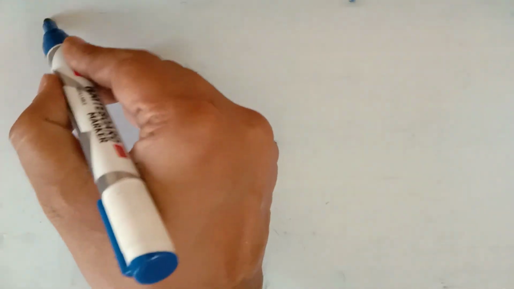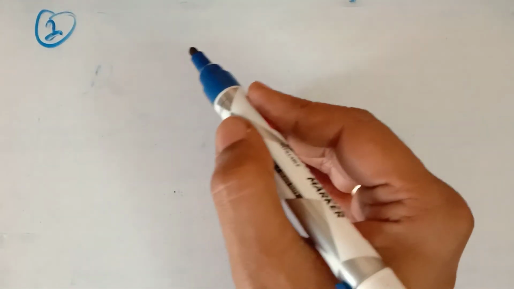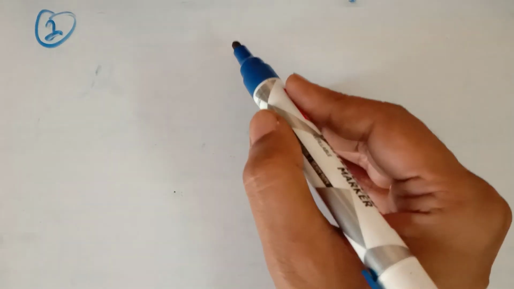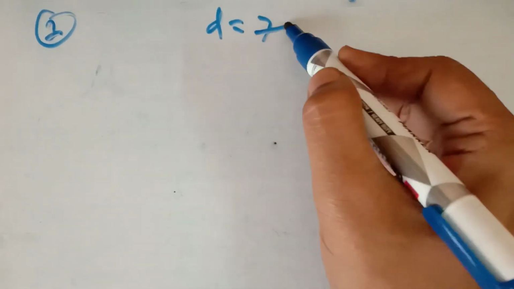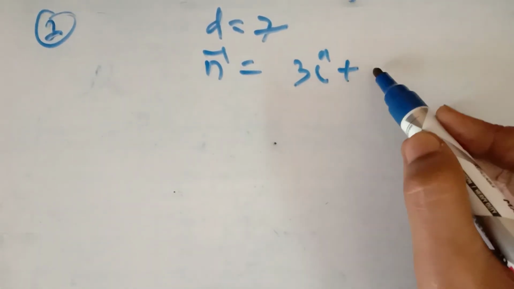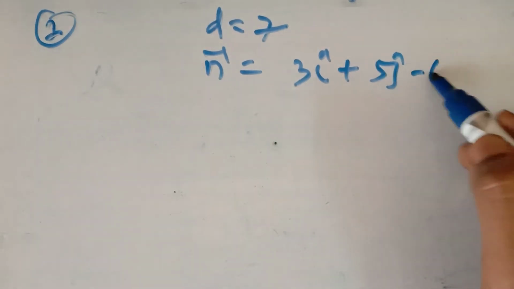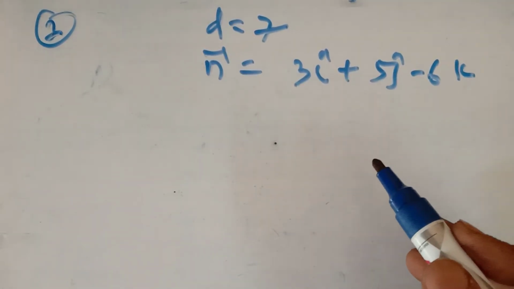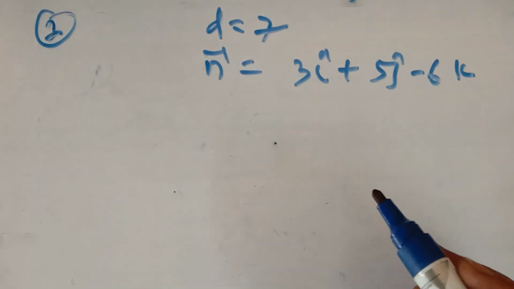Now in question number 2 of this third exercise, the vector equation of the plane which has a distance of 7 from the origin and whose normal vector is given as 3i plus 5j minus 6k, and you have to find the vector equation of this plane. हमको vector equation पता करनी है इस plane की.